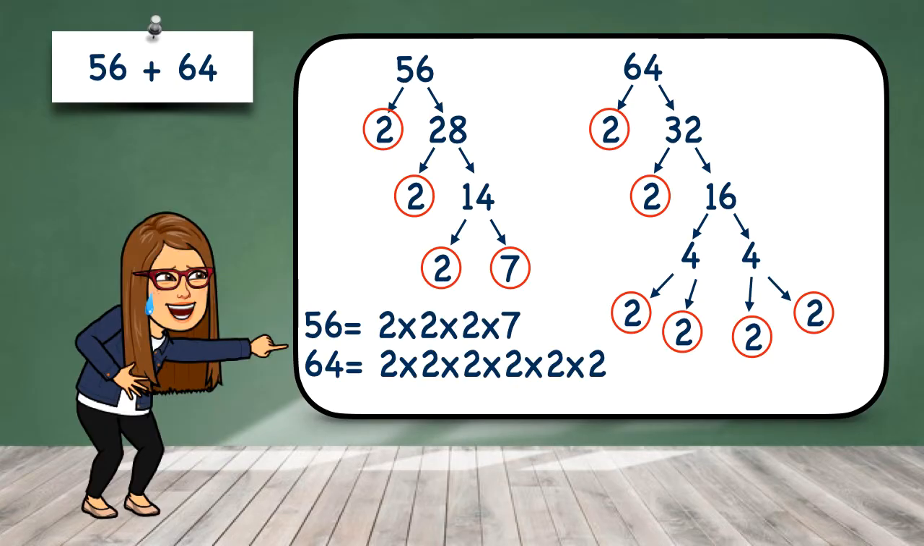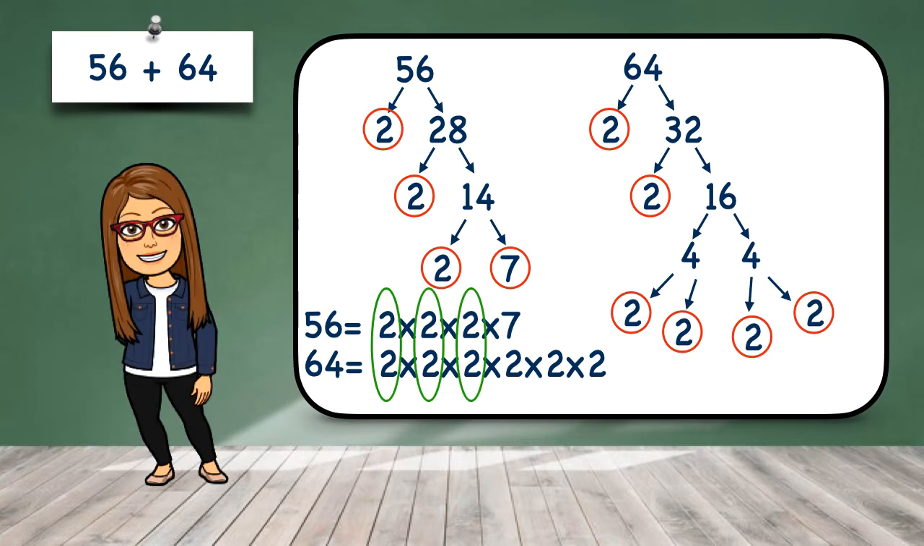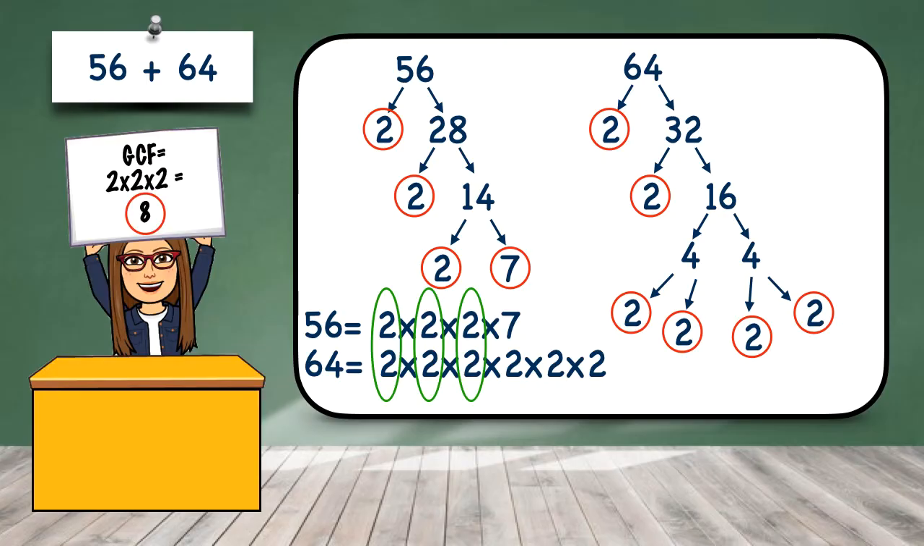So the prime factorization of 56 is 2 times 2 times 2 times 7. And the prime factorization of 64 is 2 times 2 times 2 times 2 times 2 times 2. Whew, that's a lot of 2's. Then I look to see, what do those two prime factorizations have in common? Well, they each have three 2's being multiplied together. So I'm going to find the greatest common factor by multiplying what they have in common, which is 2 times 2 times 2, and that equals 8.